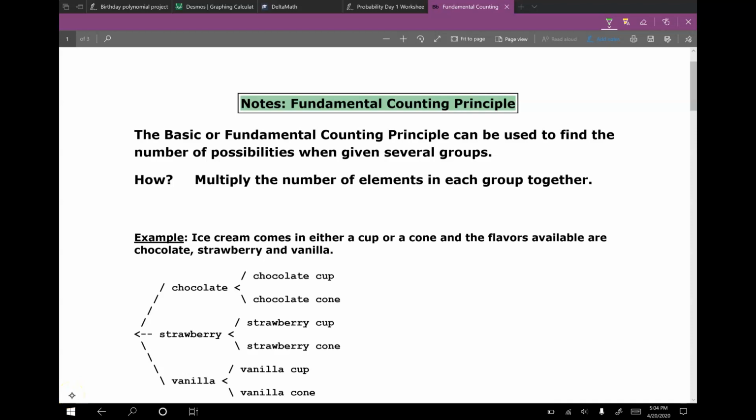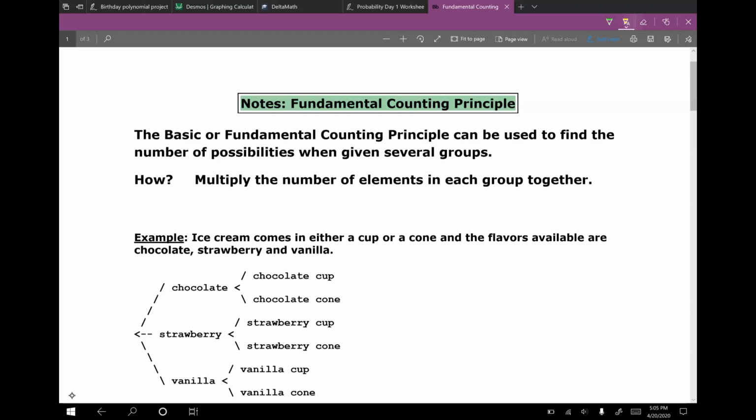Alright guys, today we're going to learn about the fundamental counting principle. The name sounds harder than the actual stuff is. You've actually probably been doing some of it, you just didn't know it. The fundamental counting principle can be used to find the number of possibilities when given several groups.